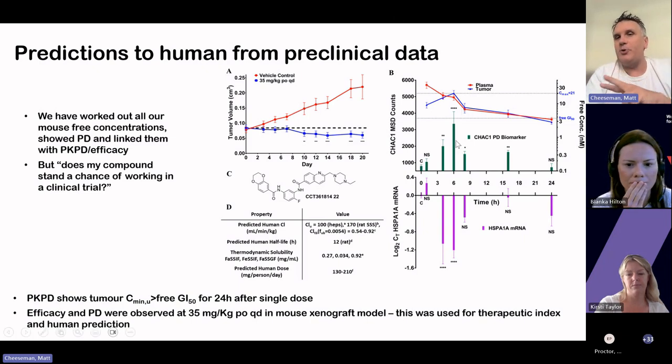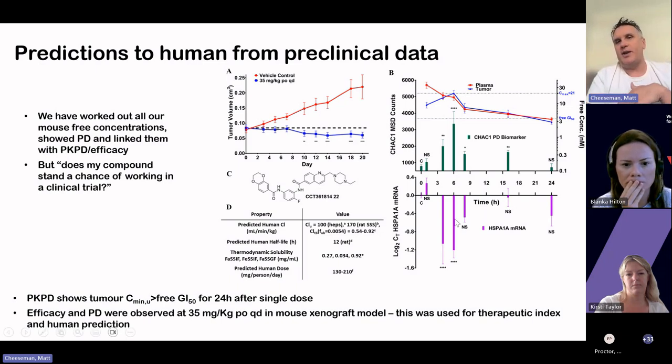Now we have the two biomarkers. CHAC1 is a protein biomarker of the unfolded protein response. The reason we were able to use this is because this protein has a very short half-life, and so it rapidly changes with the changing conditions.